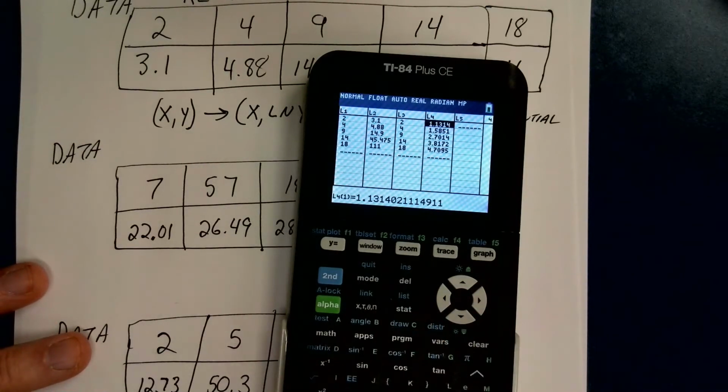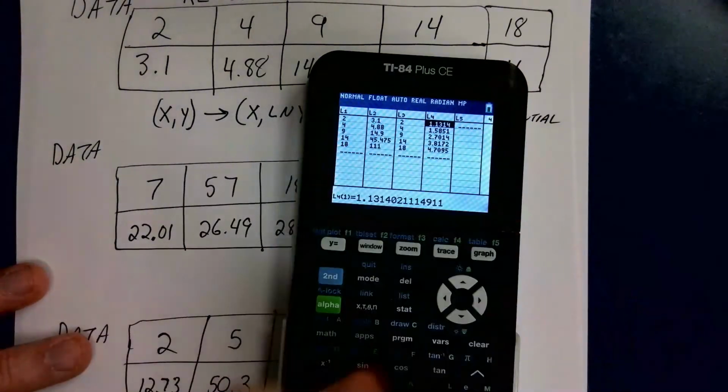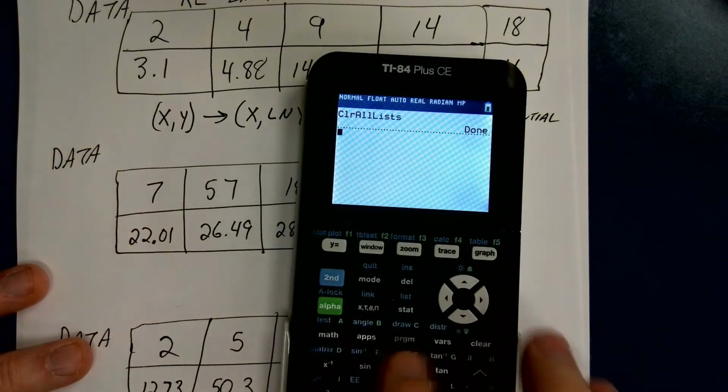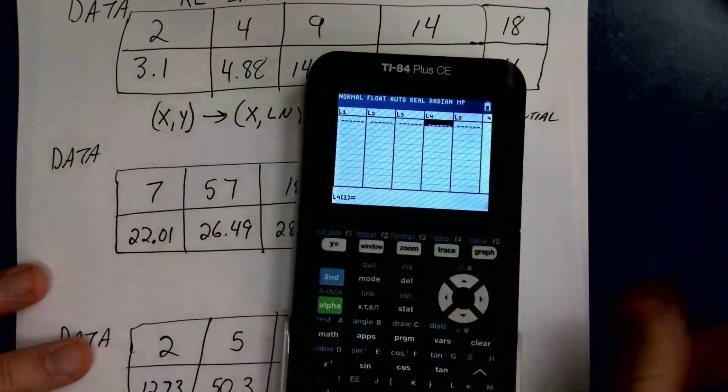Okay, so here we go. Stat, edit. I got all this stuff in here. I need it to all go poof. All go away. Second, plus sign, number 4, clear all lists, all done, stat, edit. Look at that.